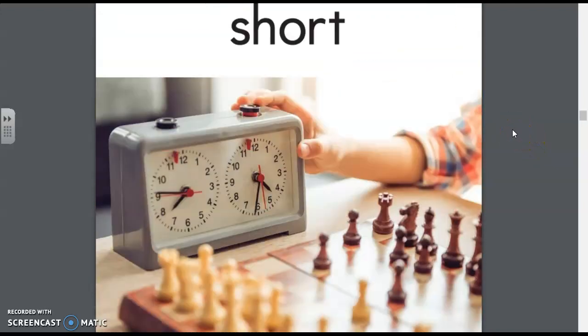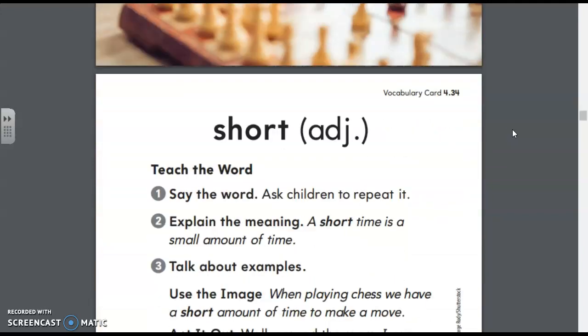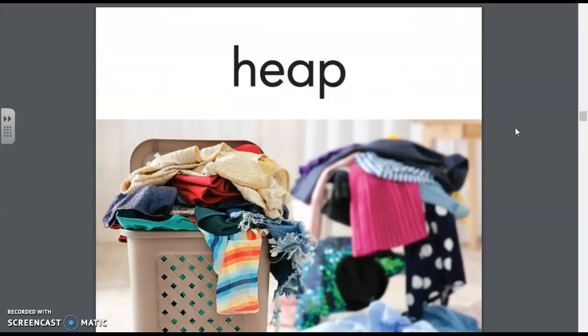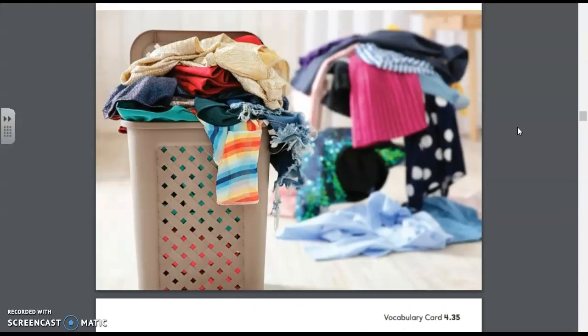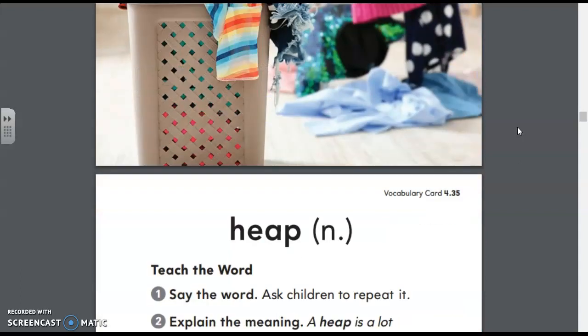Our next word is short. Short. A short time is a small amount of time. So it's not talking about something being short or looking short. It's talking about a short amount of time. Short. Heap. Heap is a lot of something. This picture looks like my house because it shows a heap of laundry. A heap is a big old pile. Heap.